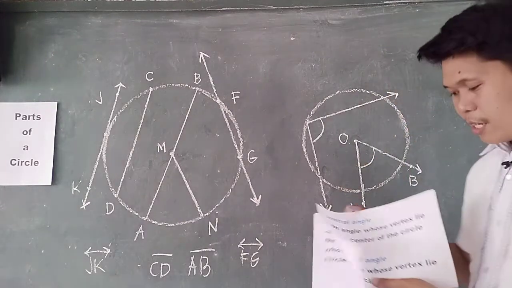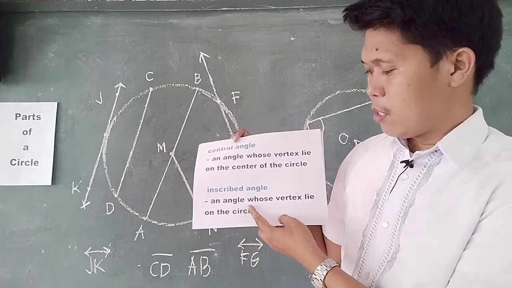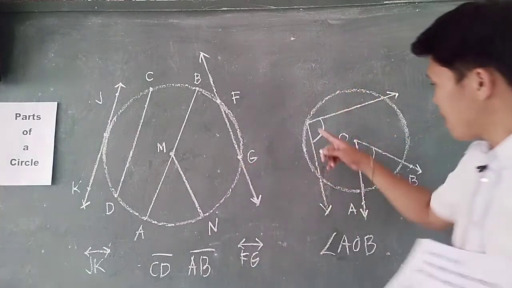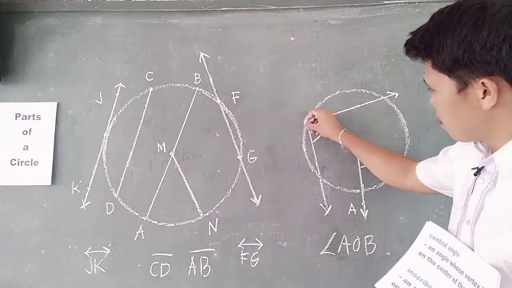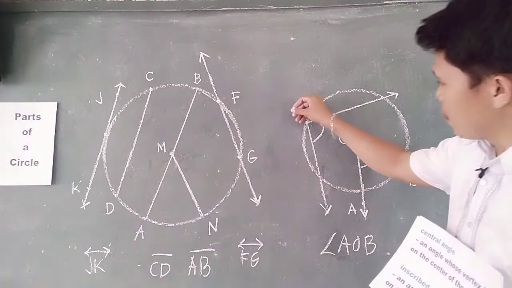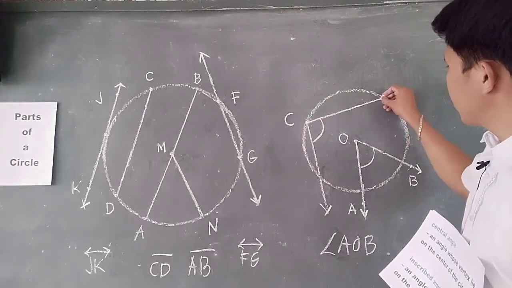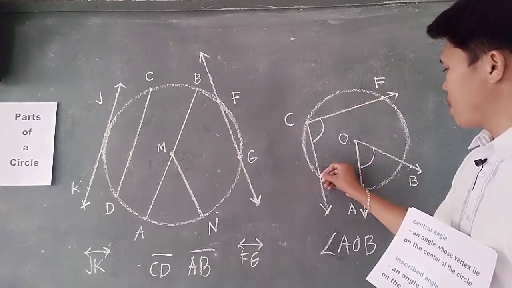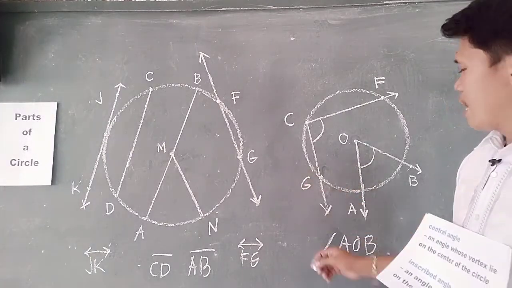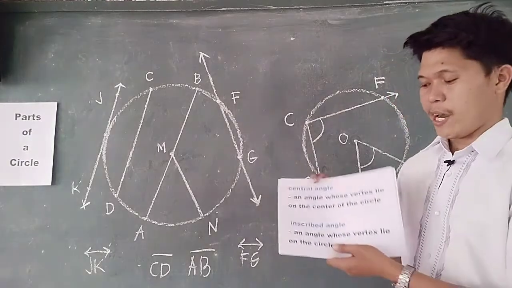And another is an inscribed angle. So an inscribed angle is an angle whose vertex lie on the circle. So nandoon sa point on the circle, like for example this one. So this is an inscribed angle. So let's say this is point C, this is, shall we say, F, and this is point G. Okay, so angle FCG is our inscribed angle.